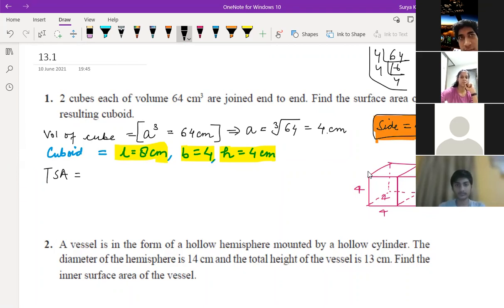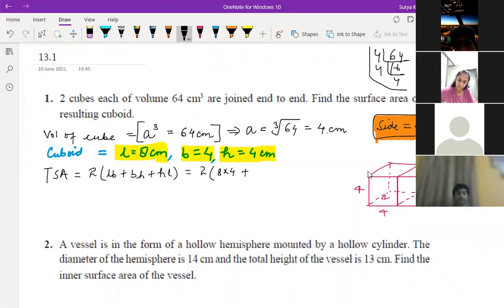Adarsh, do you know? Yes, sir. Tell me the TSA formula. Cuboid, sir. Yeah, cuboid: 2 into LB plus BH plus HL. Very good. So see, this one side is length into breadth, another side is breadth into height, and height into length. We are repeating all the things twice. Now putting the values over here, what are we getting? 2 into LB, that is 8 into 4, plus breadth into height, meaning 4 into 4, plus height into length, 4 into 8.